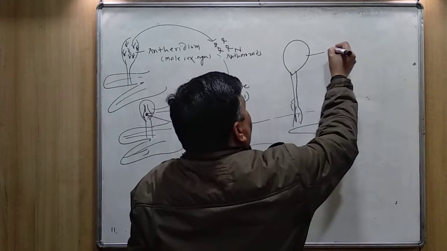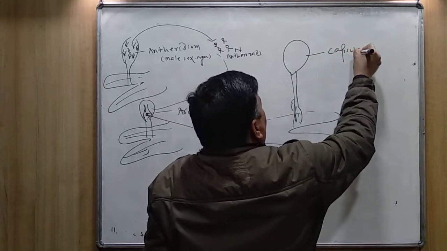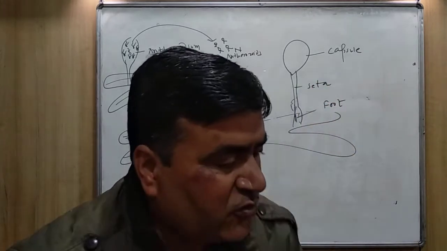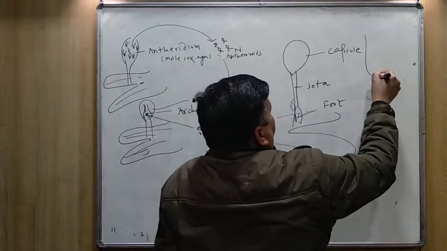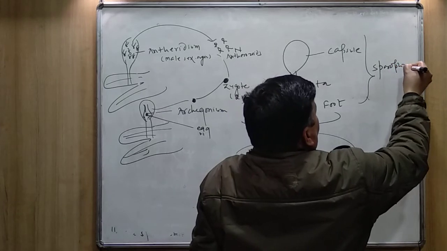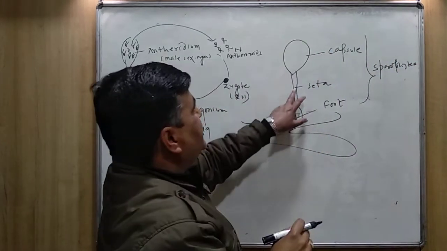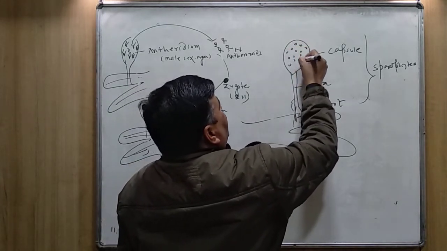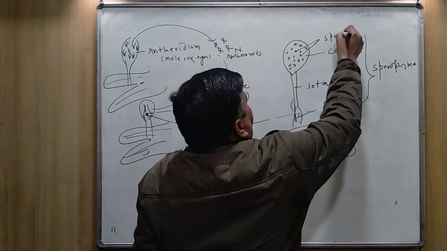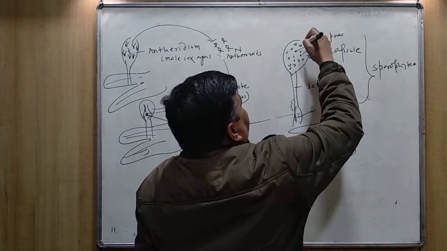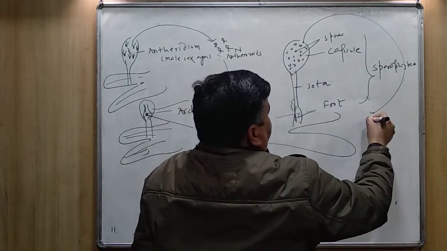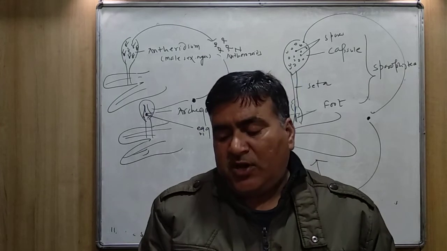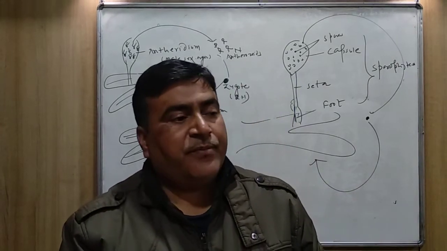This new sporophytic plant has three parts: capsule, seta, and this is the foot. The zygote develops into the sporophyte. This is the sporophyte plant. It has three parts: foot, seta and capsule. Capsule produces so many minute spores, and all these spores are haploid in nature. When the wall of the capsule is ruptured, the spores come outside, and a spore can produce the new gametophytic plant. So this is all about the general characteristics of bryophytes.